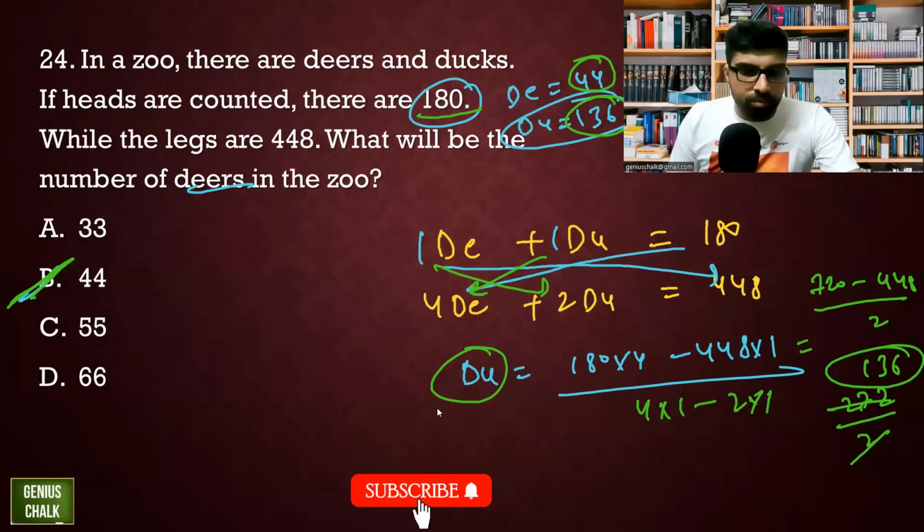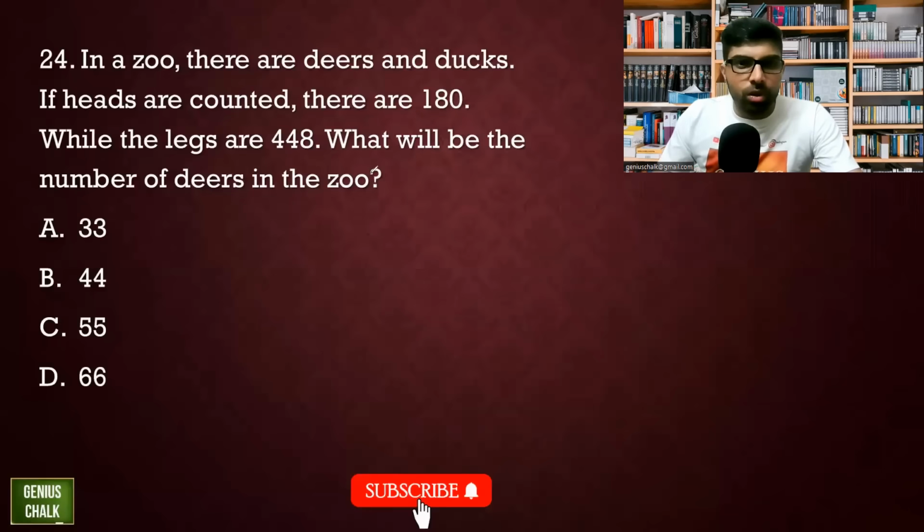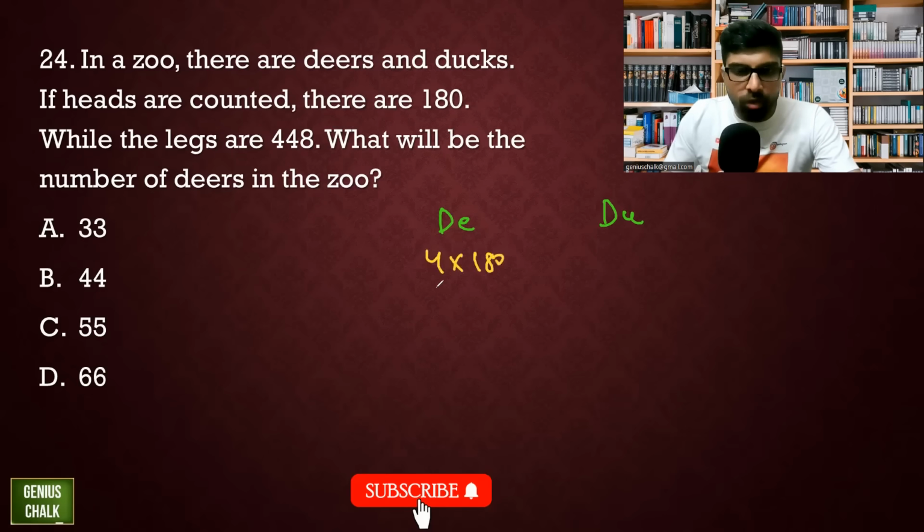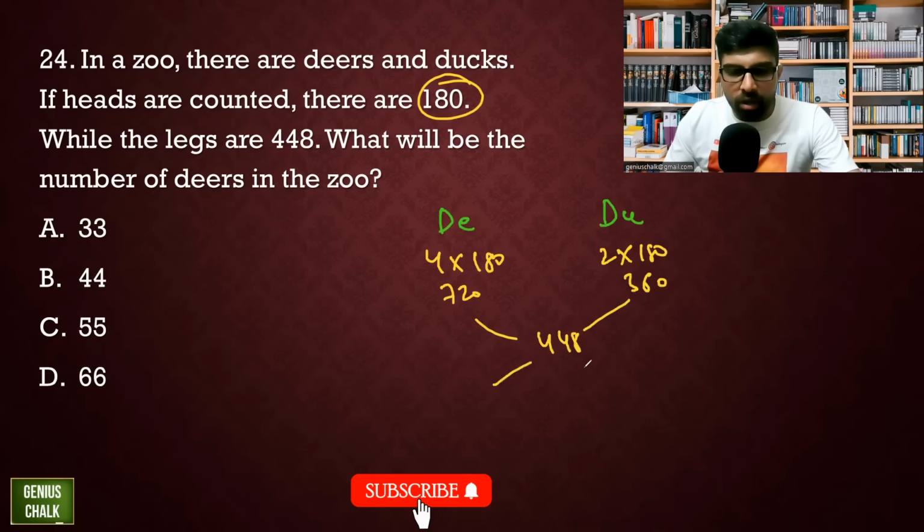Next, the third method is alligation. If you talk about deers and you talk about ducks, deers has how many heads? 1 head. Legs, the number of legs are 4. So overall legs must be 4 into 180, as 180 total animals are present. For ducks, it should be 2 into 180. So this is 720. This is coming out to be 360. Overall legs are 448. Take the ratio and solve.